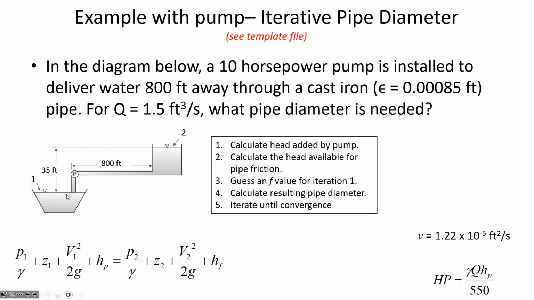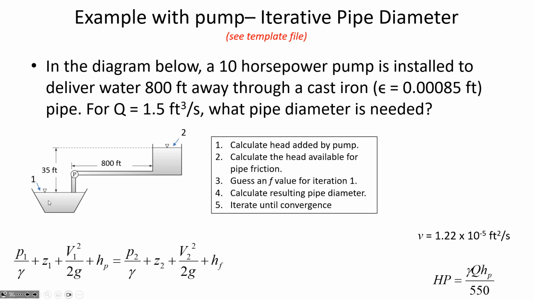The velocity in the tank is zero. Of course, that's not to say the velocity through the pipe is zero, but velocity through the pipe is different than the velocity at location one. So what we're going to do is start off by doing some calculations on the whiteboard, and then we'll switch over to the spreadsheet in a moment.